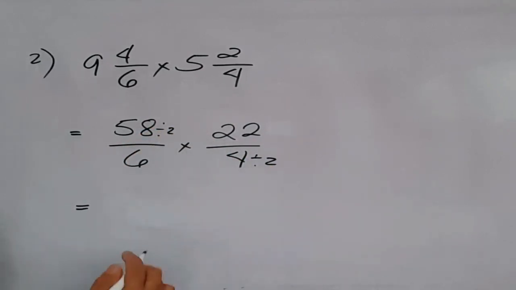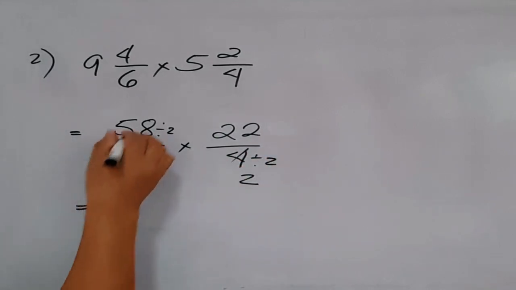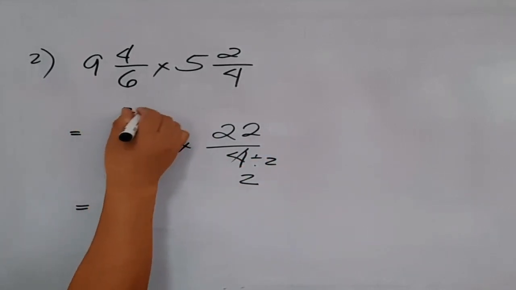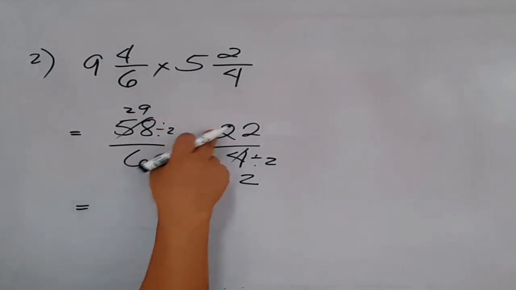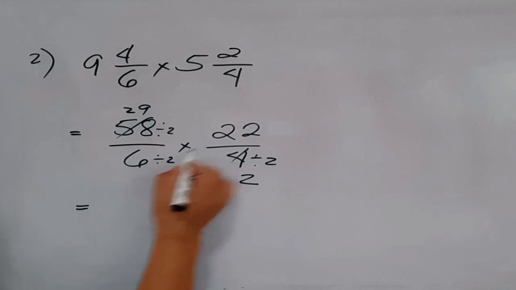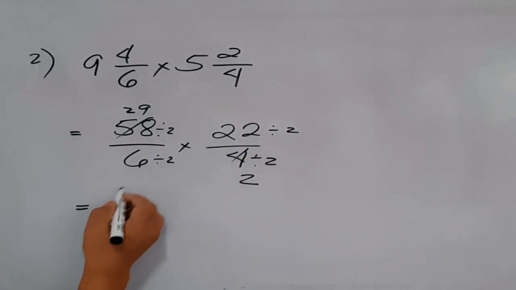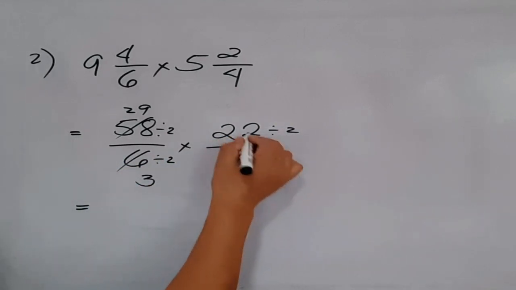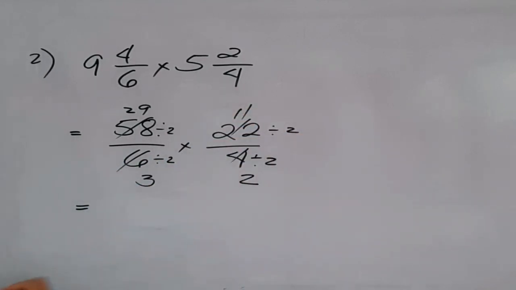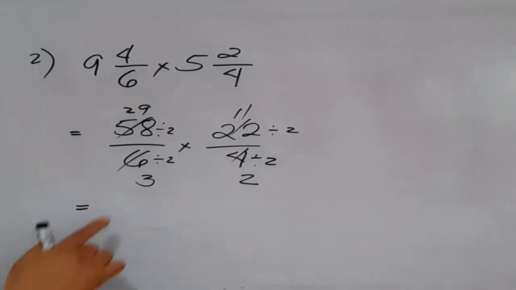Divided by 2 and divided by 2. So 4 divided by 2 is 2. And then 58 divided by 2 is 29. And then this one, we also divide by 2. So 6 divided by 2 is 3. 22 divided by 2 is 11. So ang maiiwan is 29 times 11 and 3 times 2.